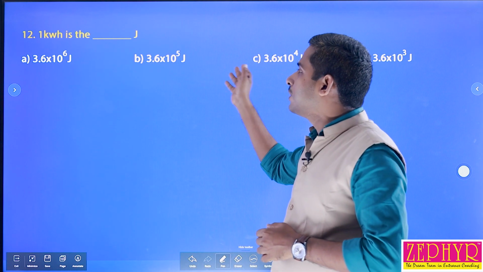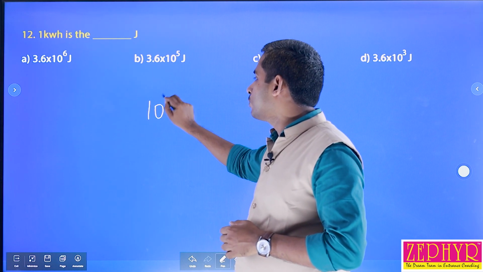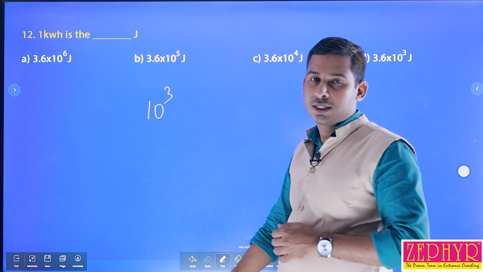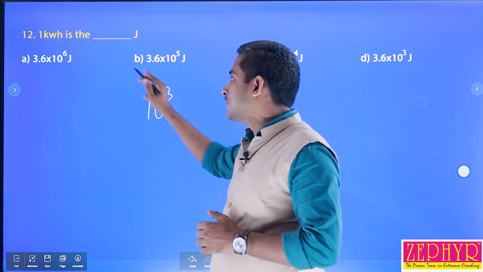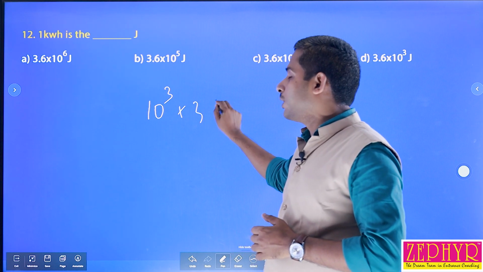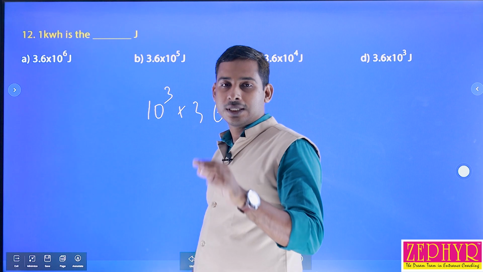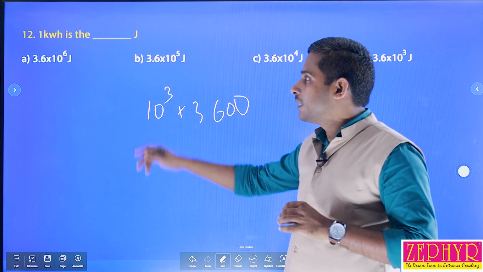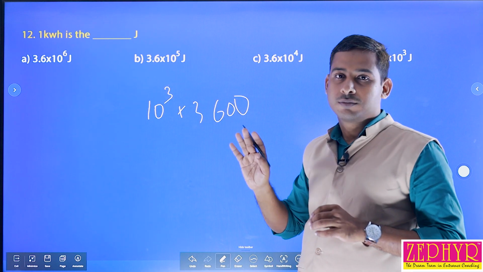Then how can we convert it into joule? Students, how can we convert kilowatt into watt? We have to multiply by 10 cube. Then hour, how can we change it into second? You have to multiply the given quantity by 3600. So, the hour is changed into second.